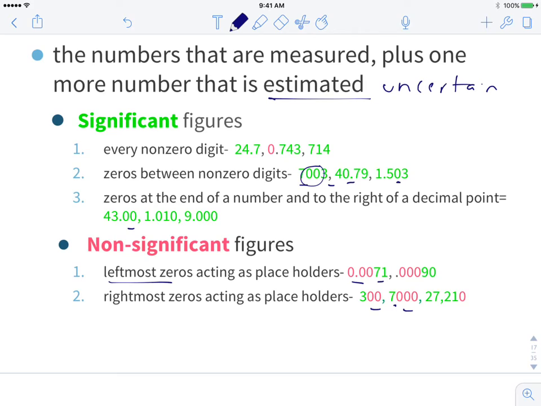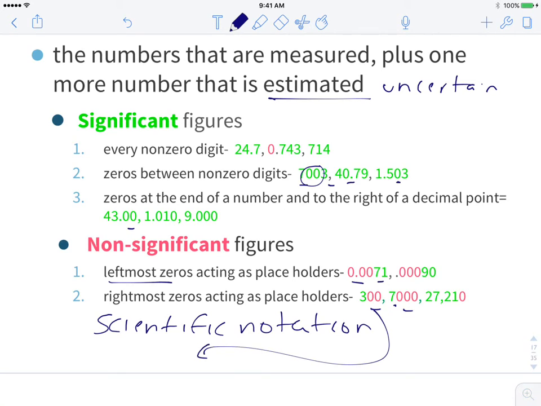Now, how can you say, I don't want to include these zeros, they're confusing for me? Well, you can use scientific notation. Using scientific notation is helpful because if I want to express this 300 here, I just write 3 times 10 to the second. This number here is telling me how many significant figures I have. I have 1 significant figure.